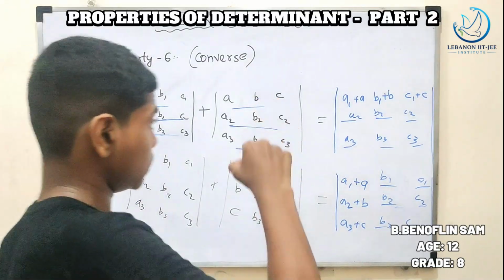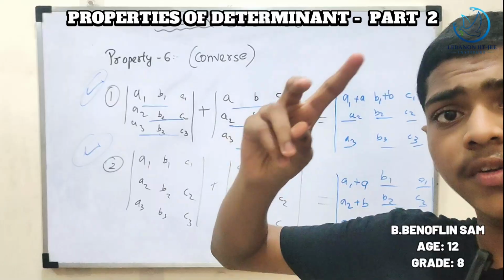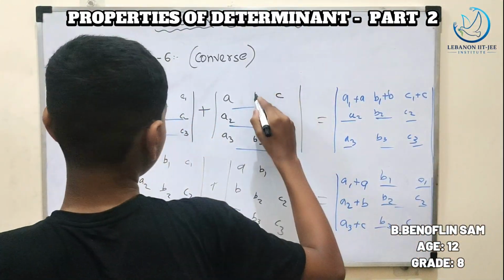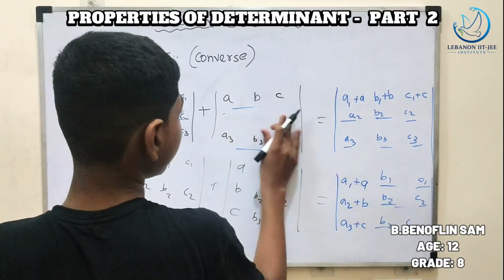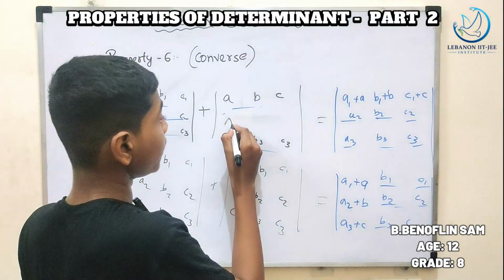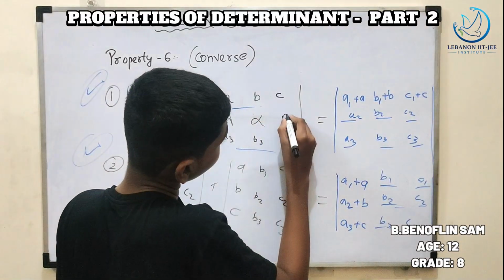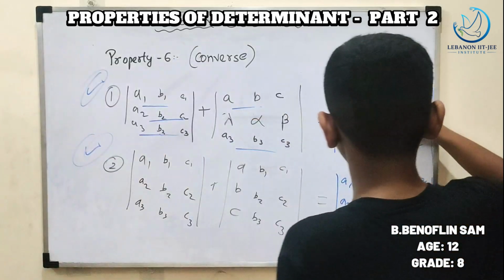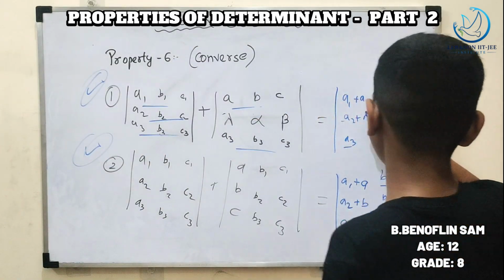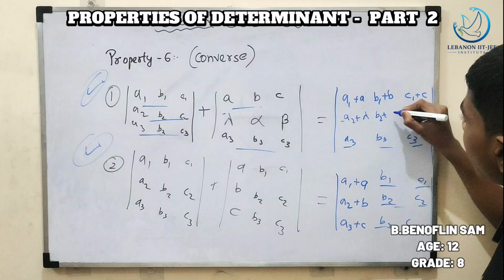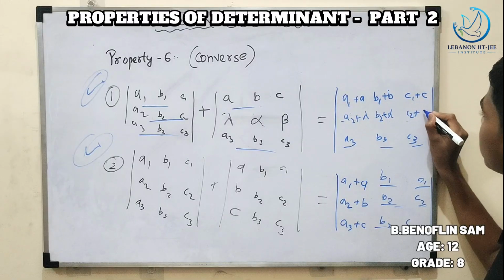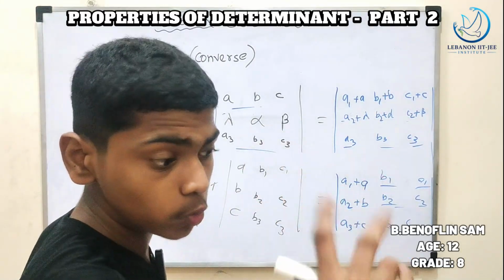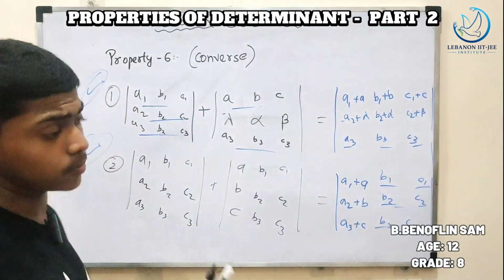Now, not only one row, you can do it two times. We can write it with lambda, alpha, and beta instead. Then it will come like this: a2 plus lambda, b2 plus alpha, and c2 plus beta. But it cannot be done for the complete determinant, only for any one row at a time. That's how the sixth property works.